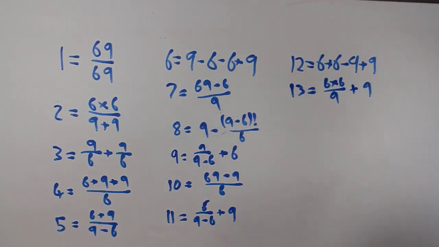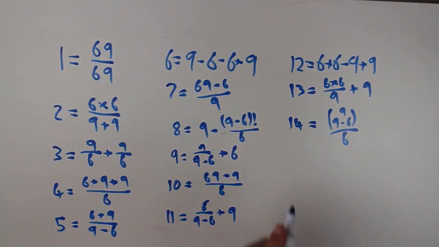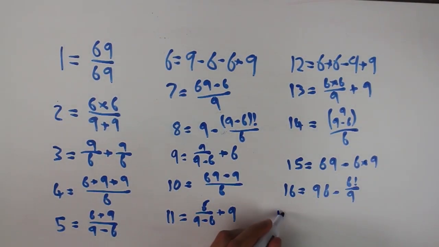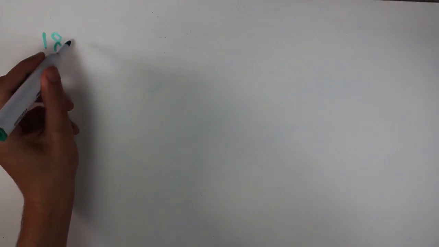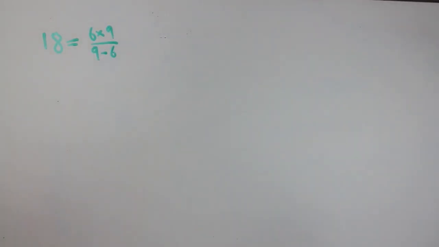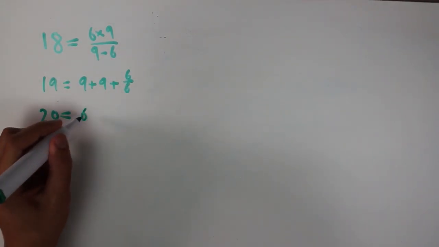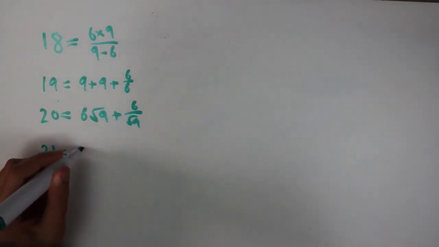14 is 9 choose 9 minus 6 divided by 6, 15 is 69 minus 6 times 9, 16 is 96 minus 6 factorial over 9, 17 is 9 plus 9 minus 6 over 6, 18 is 6 times 9 over 9 minus 6, 19 is 9 plus 9 plus 6 over 6, 20 is 6 root 9 plus 6 over root 9. I finally had to give in to the square root.